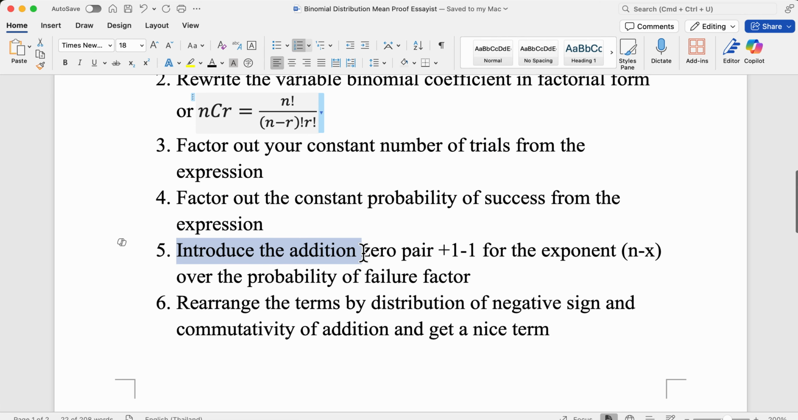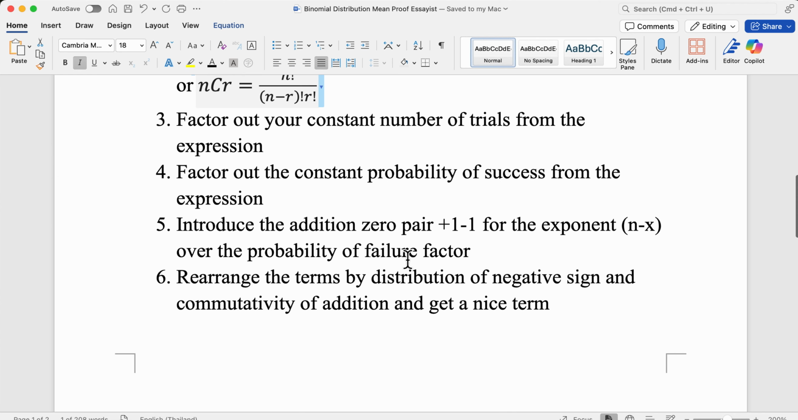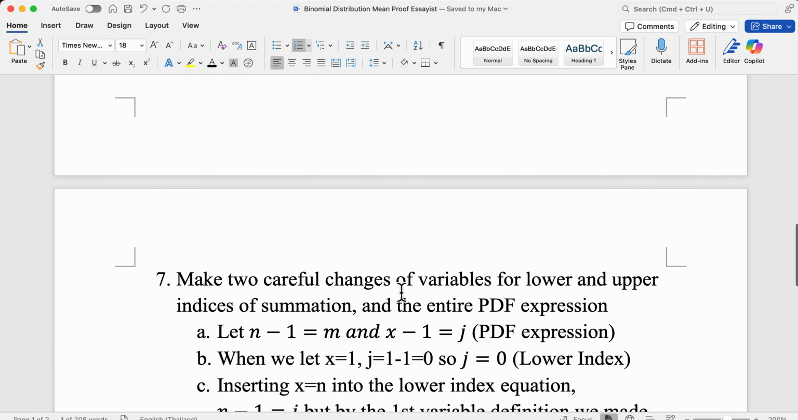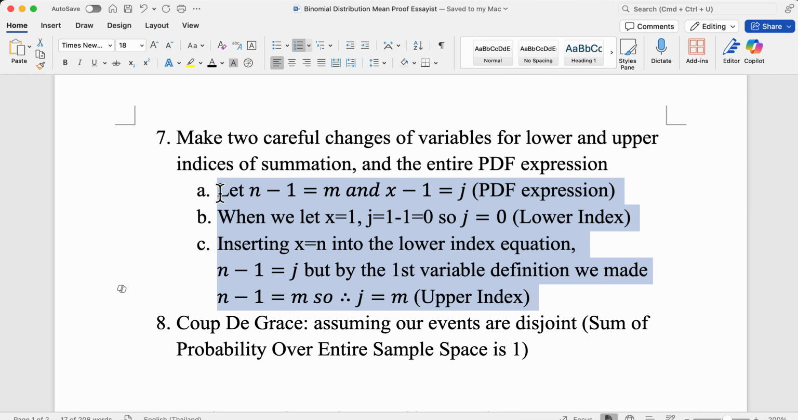And for this factor here, which is the probability of failure, 1 minus p, to the exponent n minus x, we're going to introduce an arbitrary zero pair of addition, plus 1 minus 1 to be precise. And you'll see later on how that is helpful, because after we arrange those terms by distribution of the negative sign and commutative addition, we will get a nice term that allows us to make two careful changes of variable for the lower and upper indices of summation and the entire PDF expression, which is this thing here. We will refer to this later on.